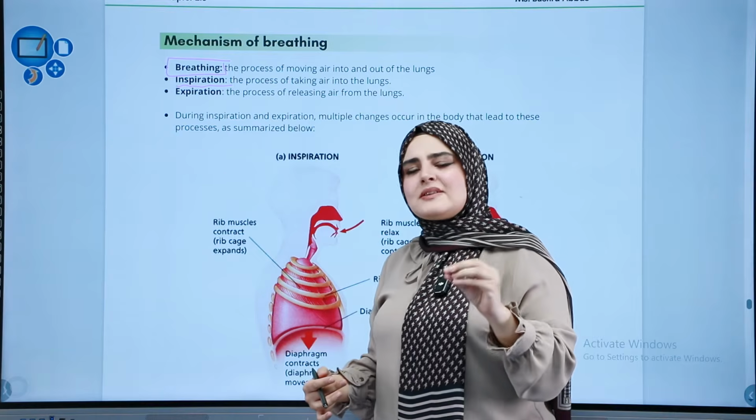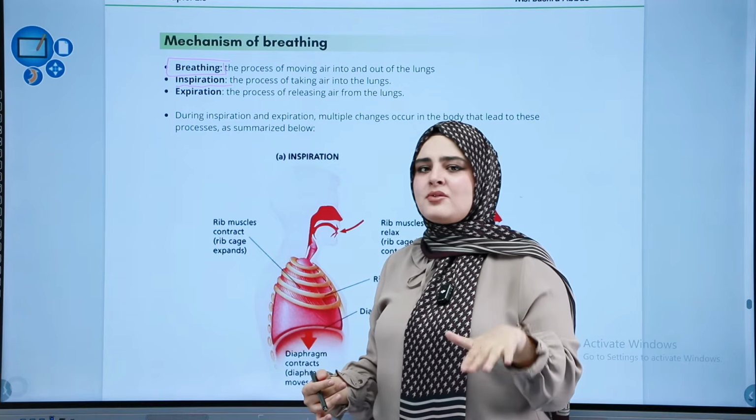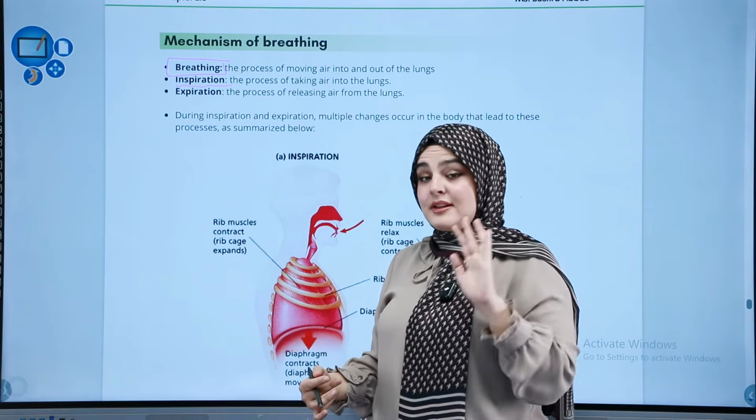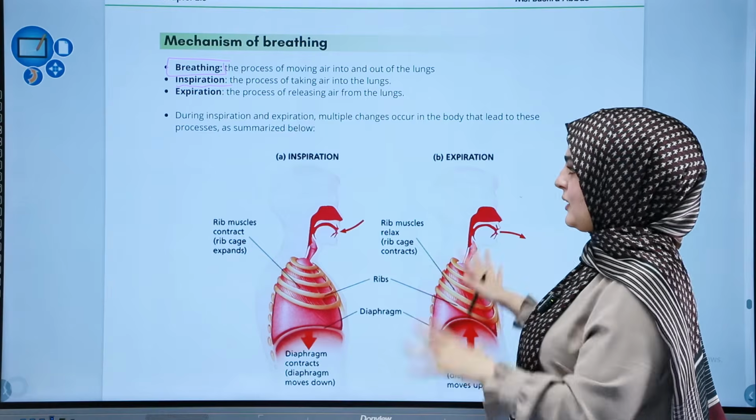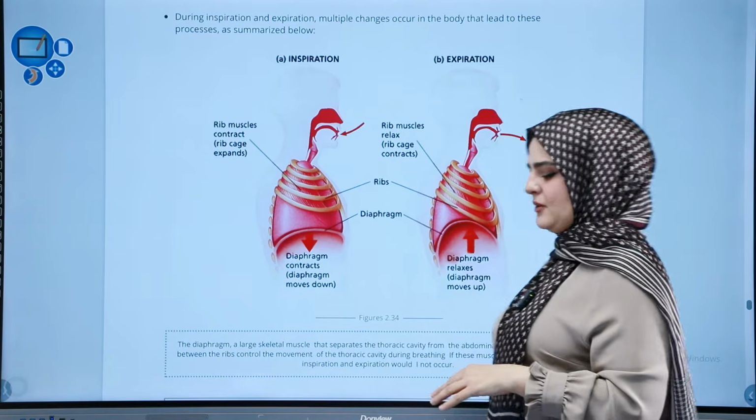However, don't mix it up with external respiration. That's a totally different matter. It happens with the blood, not just air going in and out of lungs. That's not what it is. So remind yourself with the other one so that you don't get mixed up between these things. Let's see how this happens.